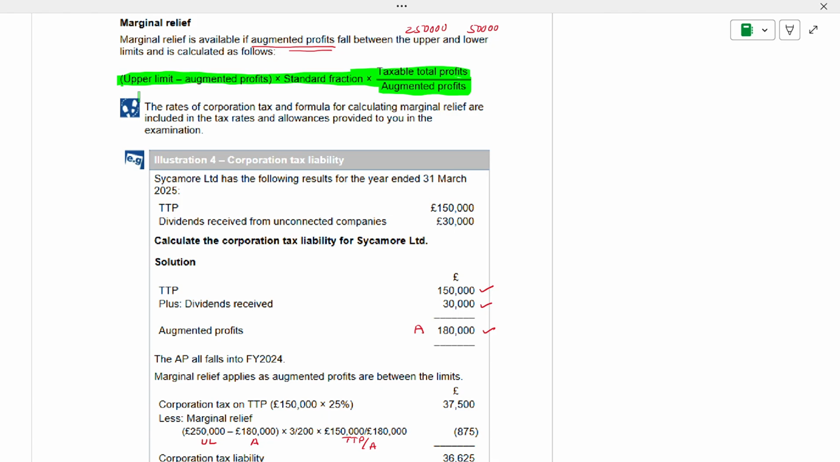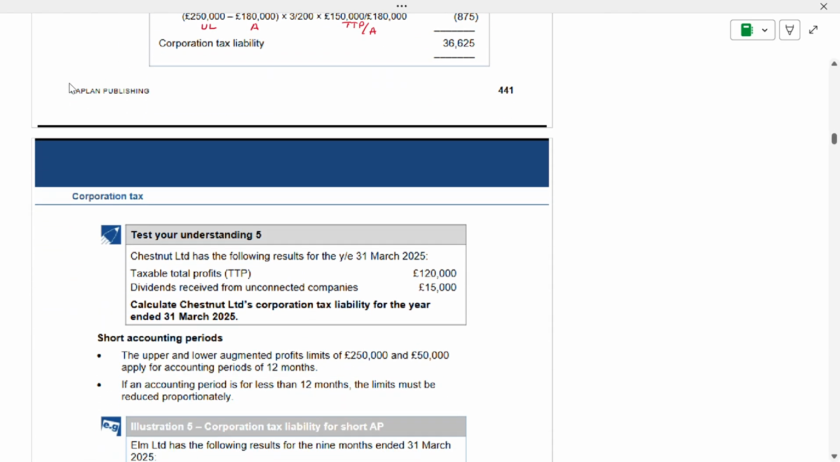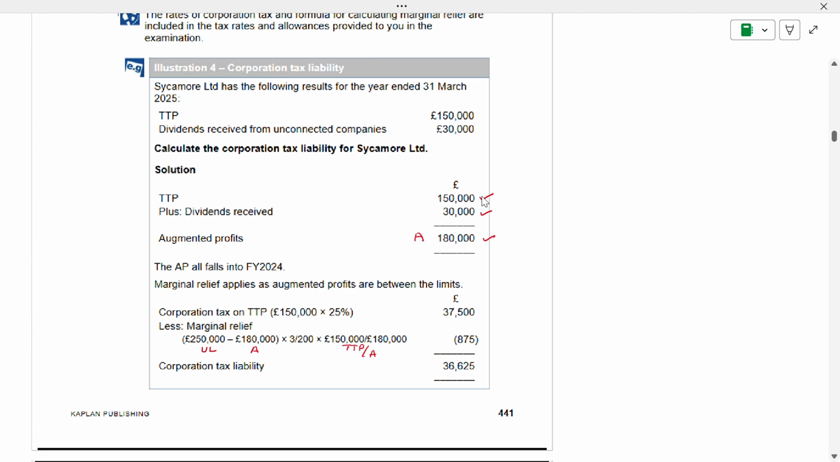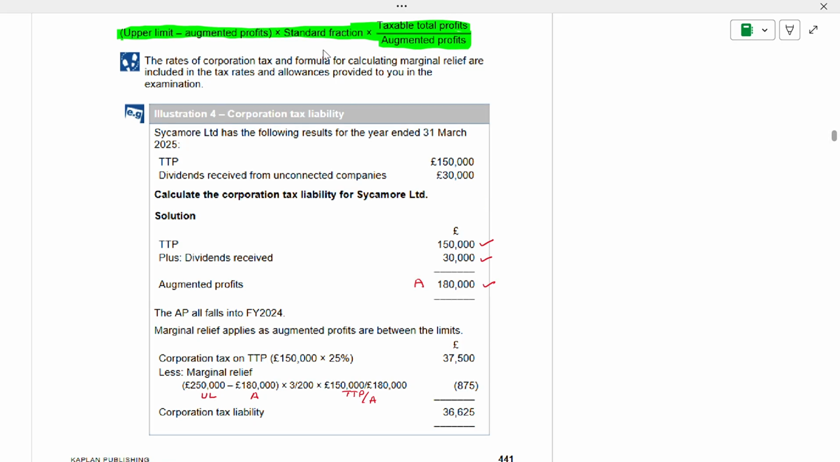Write down this formula in your notes, in that formula paper. If it is not there, write it down in that formula paper. Marginal relief. Is it there or is it not there? Check. It is there, sir. Then there is no problem. Are you clear about this? Take your time. Yes, sir.